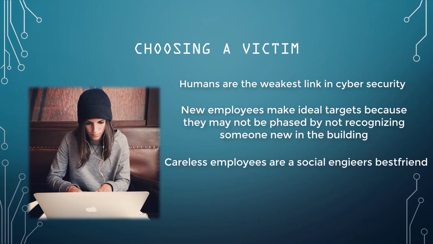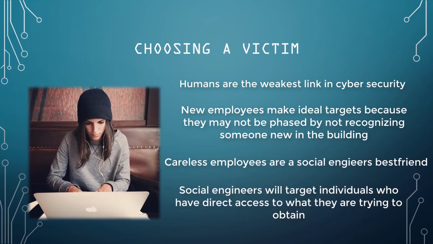Whenever possible, social engineers will choose a target that either has access to what they want or has direct access to someone who does. Social engineers don't want to try to go through 10 people to get to their goal. The least amount of people they have to trick, the easier their job is.